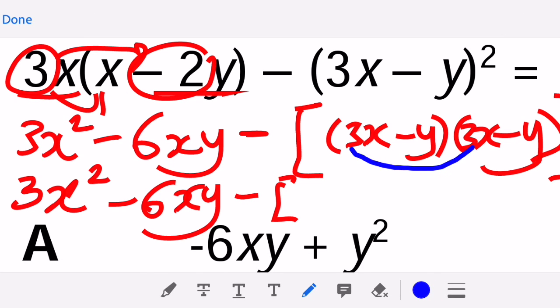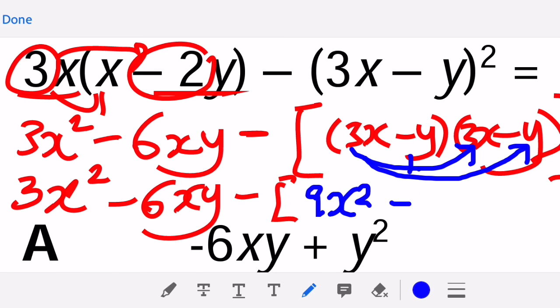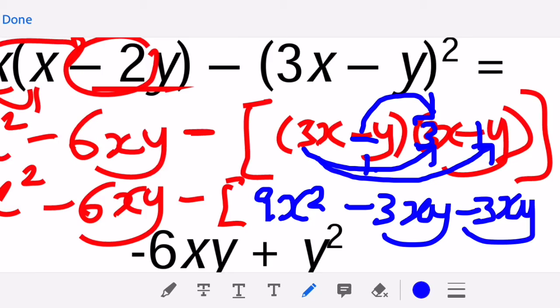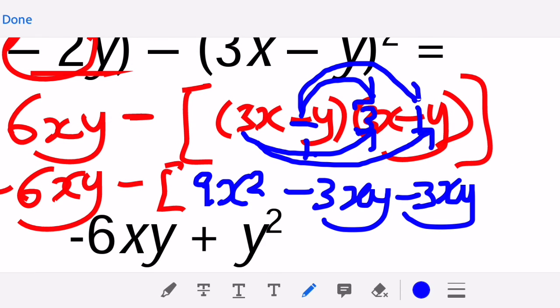Nobody wants to repeat. 3 times 3 will be 9, right? x times x, x squared. 3 times negative 1, minus 3, right? You assume that this is 1. x times y, xy. Always, when you do the arrow, it's always multiply, okay? This one, minus 3, xy. We can't do anything. And this one, negative and negative become positive. y times y will be y squared.